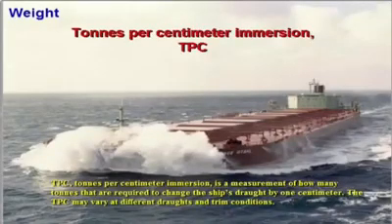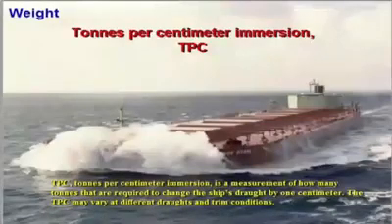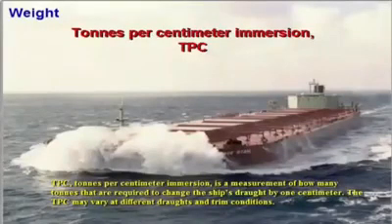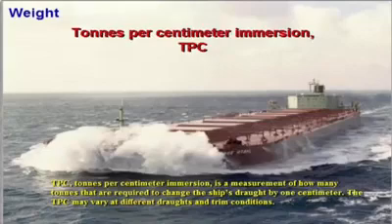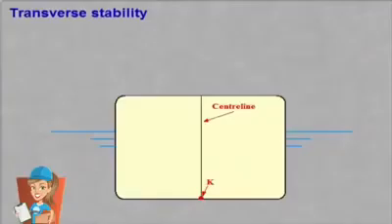TPC, tons per centimetre immersion, is a measurement of how many tons are required to change the ship's draft by 1 centimetre. The TPC may vary at different drafts and trim conditions. K is the abbreviation of the keel and is always at the same place. This is on the constructed line going through the centre of the ship, called the centre line.